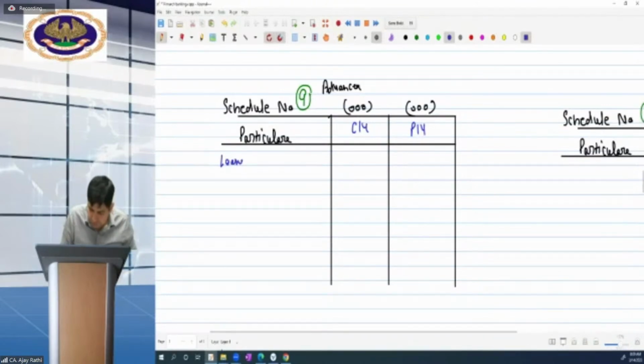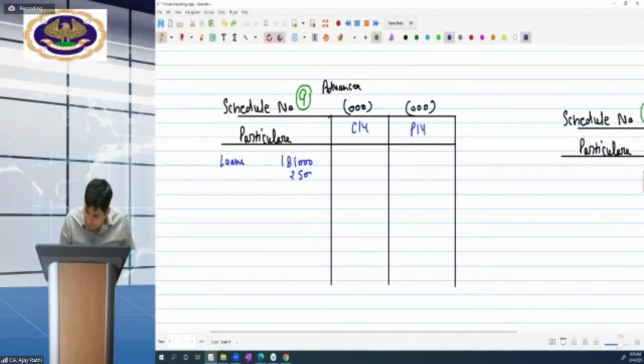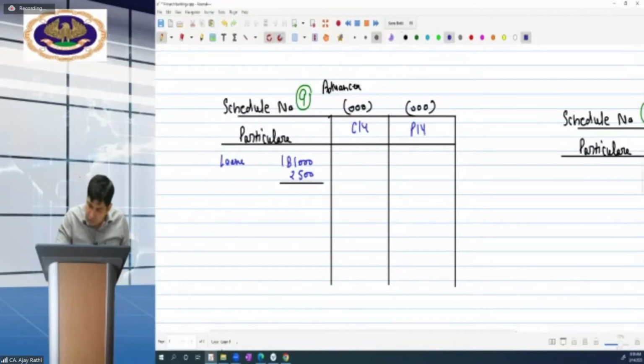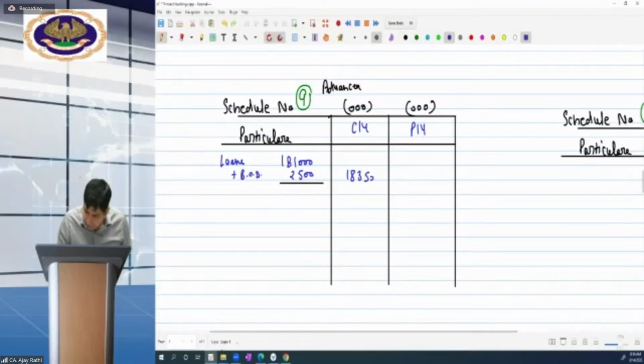First one is loans. Beta, there is an adjustment. 181,000 is there and 2,500, as you already know, belongs to the OD limit. That was merged with the control account, but those are not the current account. Those are having the overdraft. Overdraft is called loan facility here. Bank OD must be clubbed here. Since that was in adjustment, put it on both sides. So this is 183,500.